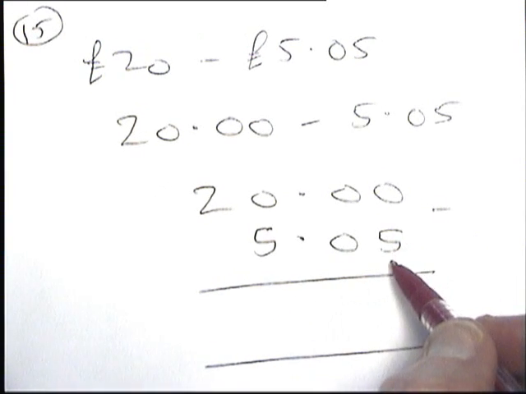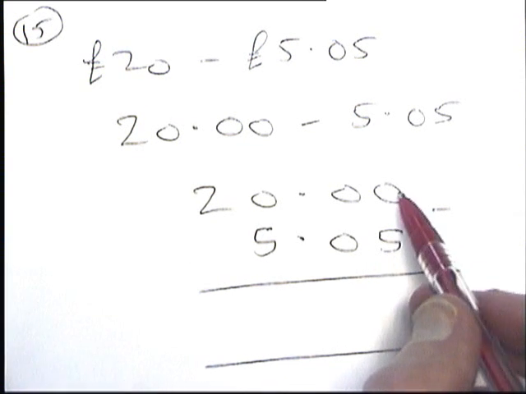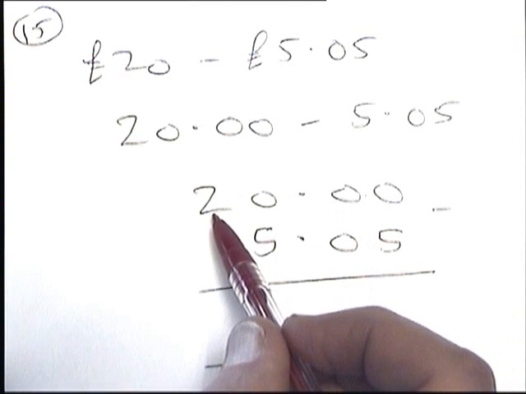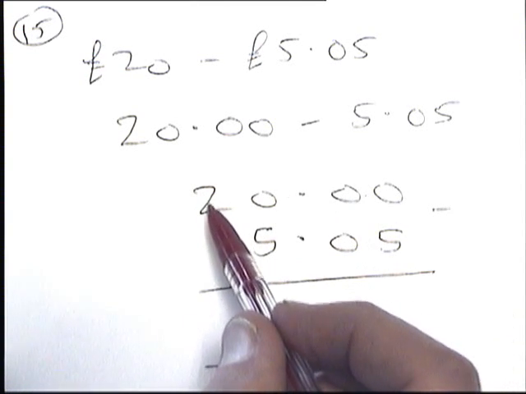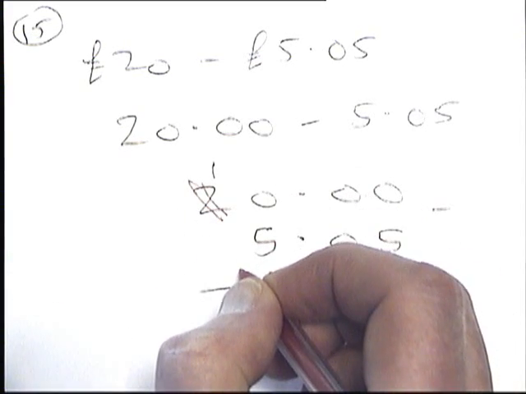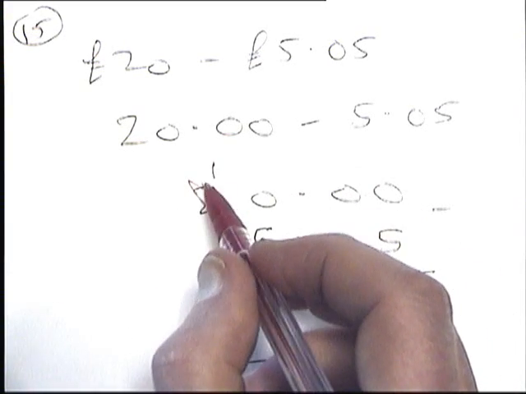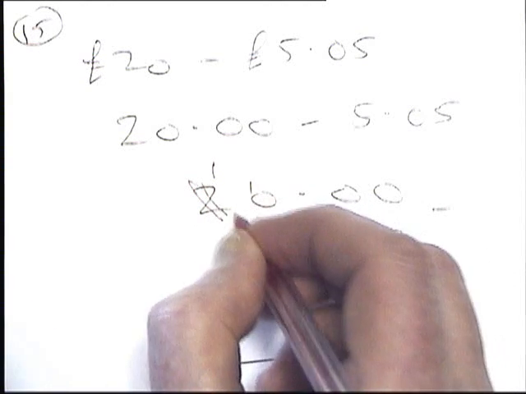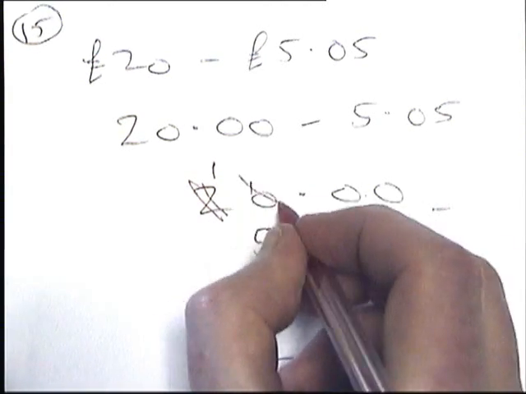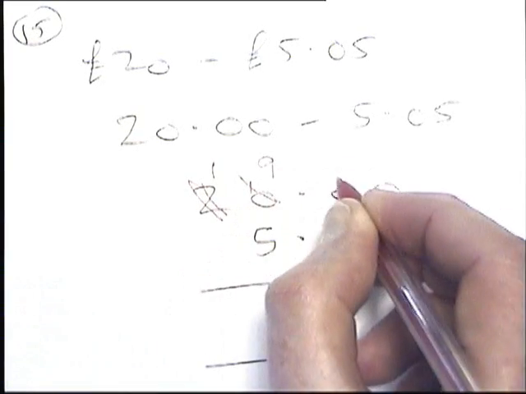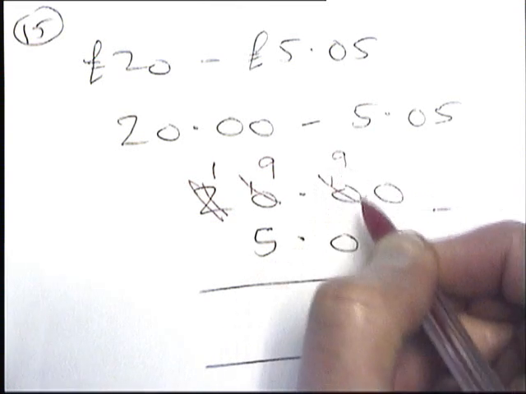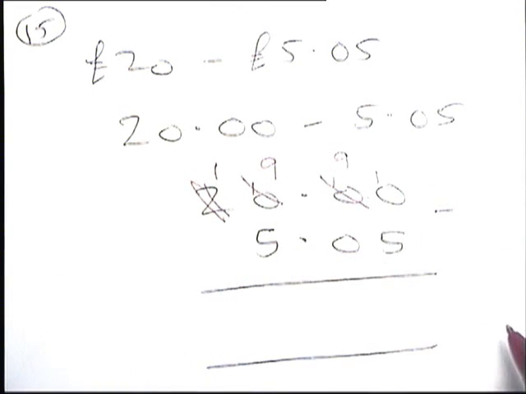Nothing take away 5 I can't do. So I've got to borrow. I can't borrow from a naught. I've got to keep going until there's something that isn't a naught. I can borrow from here. And borrowing, you reduce that number by 1. So 2 reduced by 1 is 1. And then you always put a 1 at the top of the next number. Then I can borrow from here. Knock that down by 1, that makes that 9. And the one I've borrowed goes here. Knock that down by 1 becomes 9. And the one I've borrowed comes here.